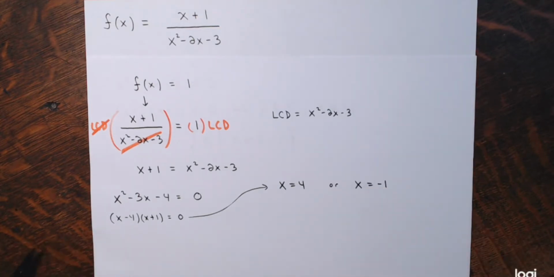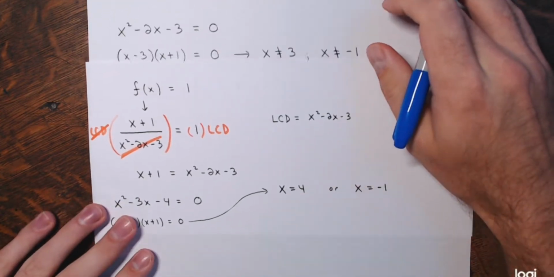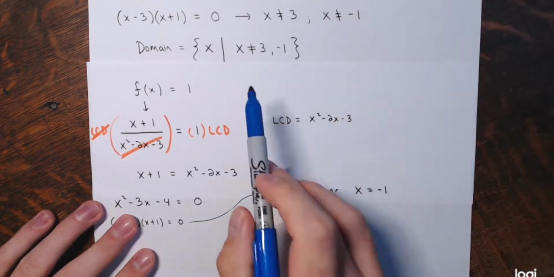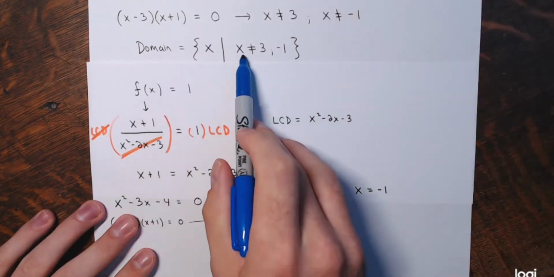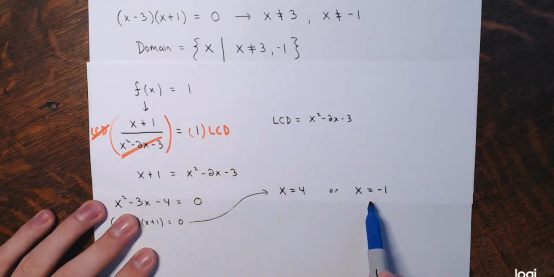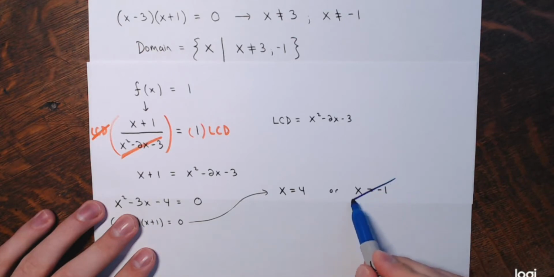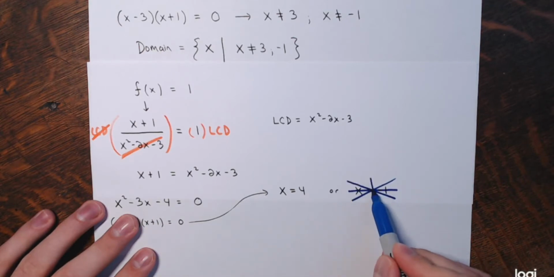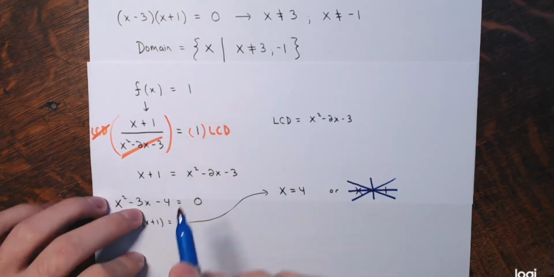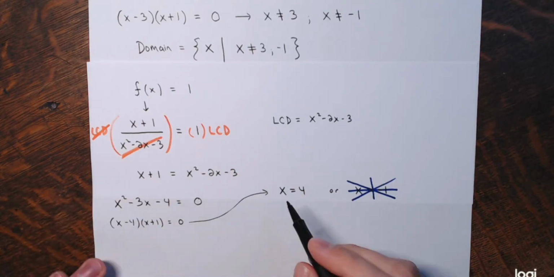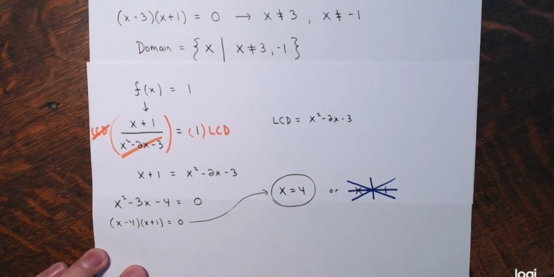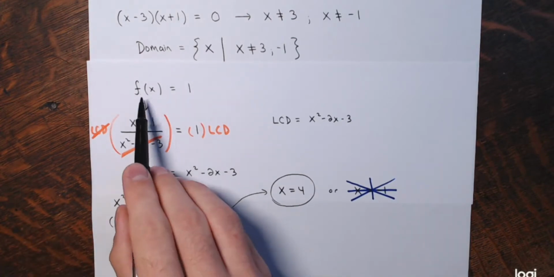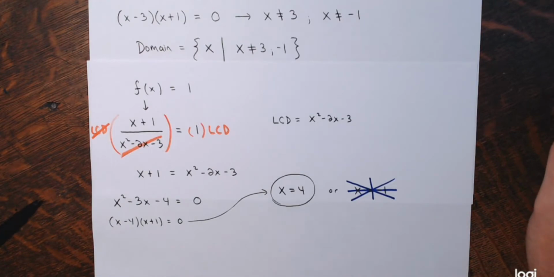And then check them. Now wait a minute, hang on. Remember earlier in the domain problem, we said for this function f of x, x can't be replaced by negative 1, because that'll make this denominator 0. So I'm going to cross this out. This is no good. This is what they call an extraneous solution. Negative 1 doesn't work. But 4 isn't one of these. 4 is in the domain, so that's fine. And you can check it if you want. So the only solution to this equation, f of x equals 1, is 4.